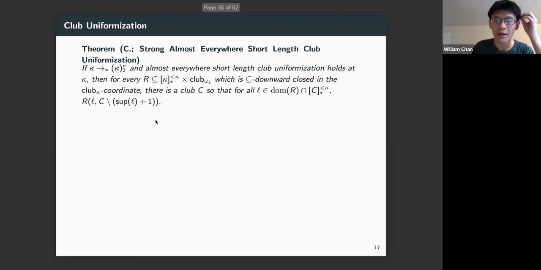When kappa satisfies this club uniformization principle, and kappa itself is also a strong partition cardinal, in every instance I know they always come together. You actually have a stronger form of this club uniformization. There's a single club C, so that for every L which is in the domain of R and also in C to less than kappa, the club above the sup of L is a club which is associated to L with respect to the relation R, right? So it's one single club so that if you chop off an initial segment, it will work.